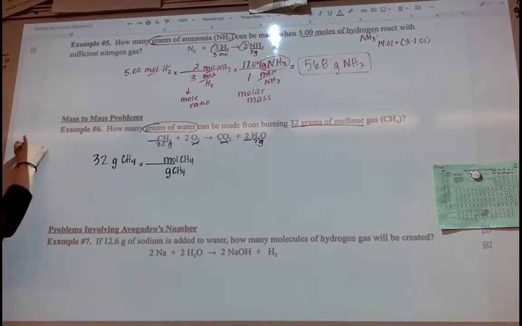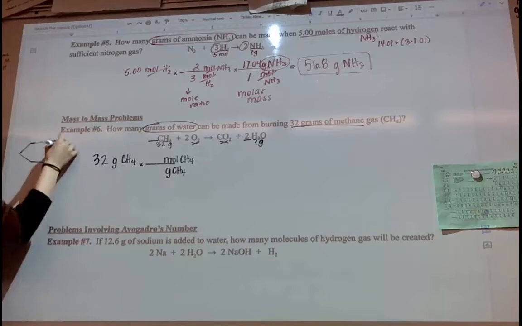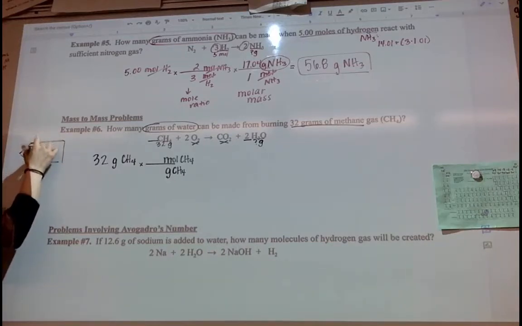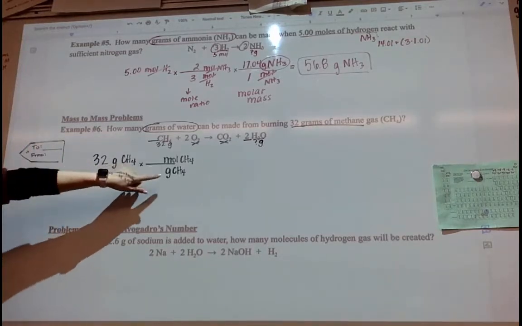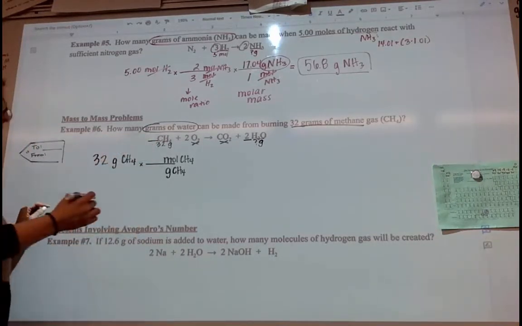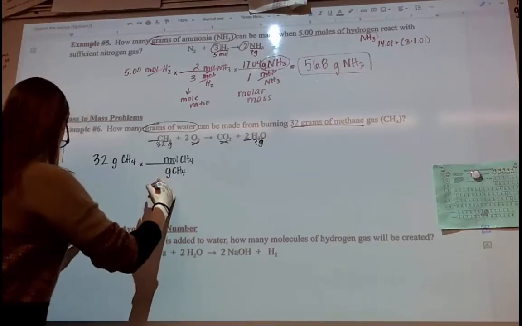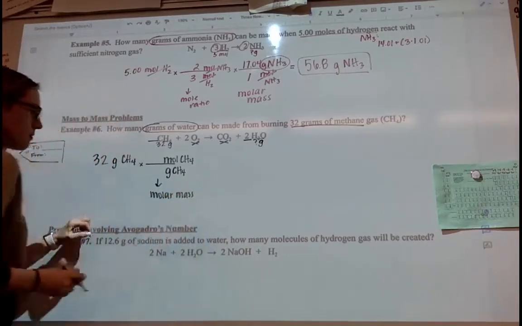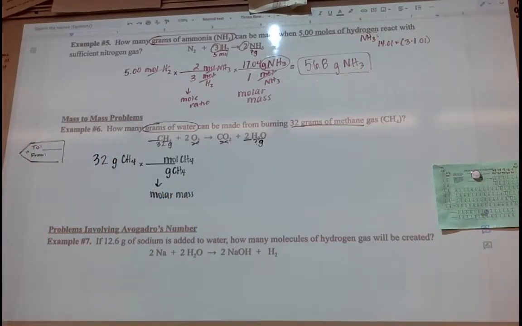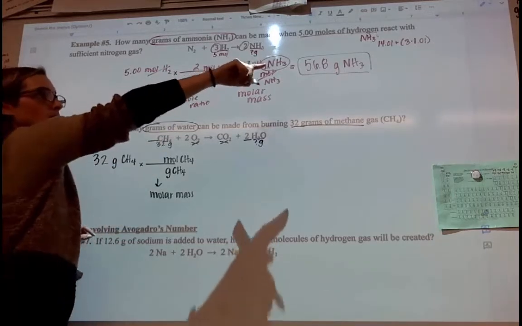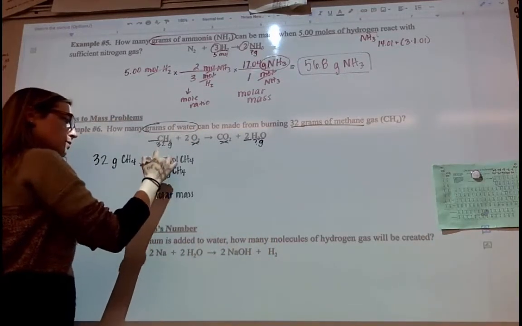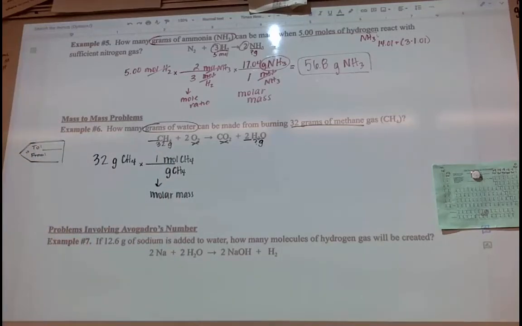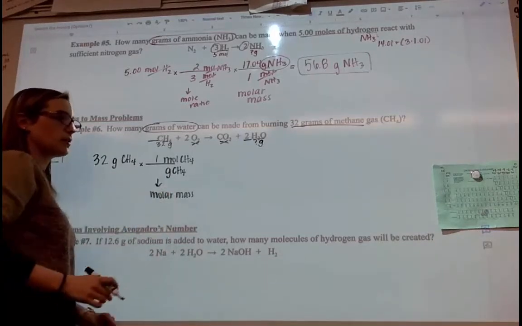So again, if we think about that gift tag, the unit you're going to is on the top, the unit you're going from is on the bottom. We're going from grams of methane to moles of methane. When you want to go between grams and moles, that's molar mass. Molar mass is always a certain number of grams for 1 mole. That certain number of grams comes from the periodic table.